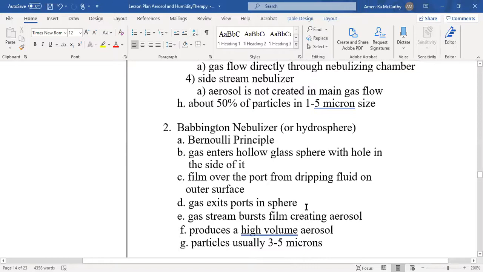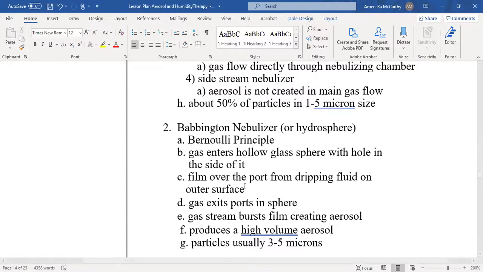Now, the next nebulizer is the Babington. This is a really crazy one that I don't see why they used it, but it's used a lot in construction now. It is a hydrosphere, also known as a hydrosphere. You have a little hollow glass ball with a little hole on the side of it. Then there's a film over the port from a dripping fluid on the outer surface. So you have a fluid dripping on a little glass, like a light bulb, with a hole in it. The fluid film drips over it, so once it gets to that hole, it sprays out a mist.